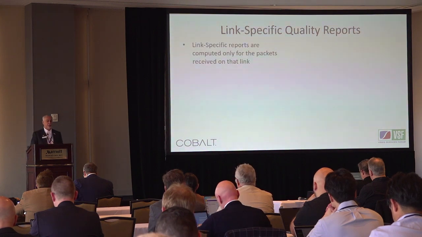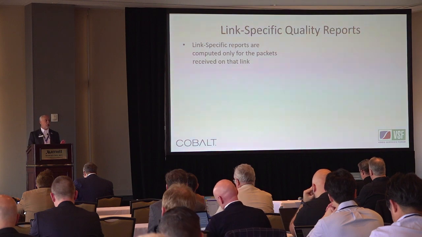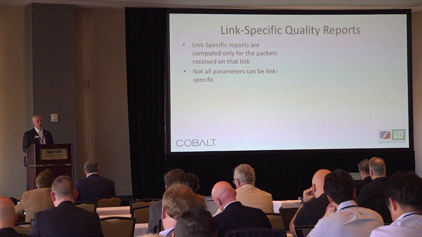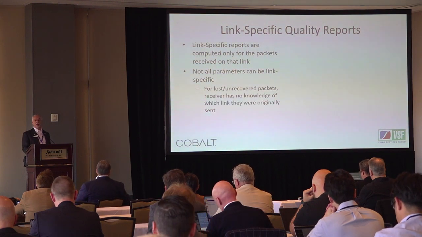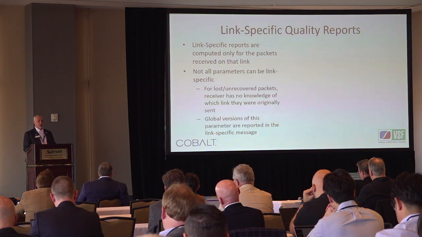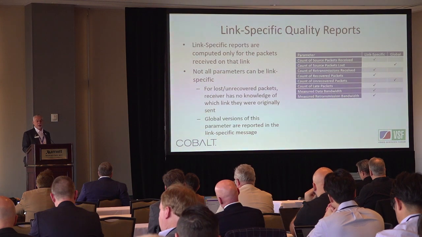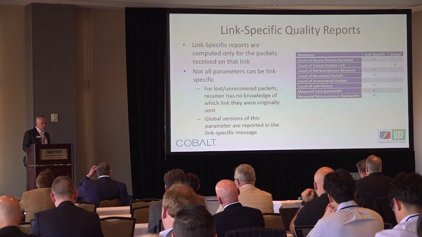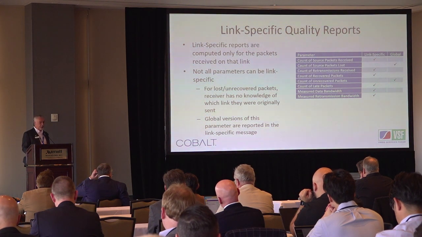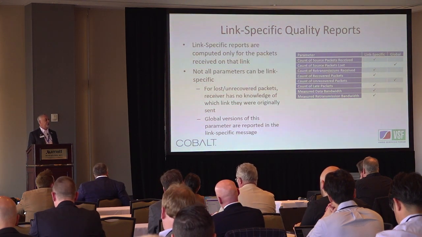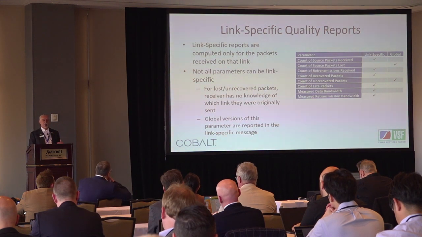Link specific, it's computed only for the packets received in the link, but not all parameters can be link specific. Lost and recovered packets, you have no knowledge of where the packet was sent, so you don't know. So then you use the global version. So that's a little table which I copied from the TR, which is available for free, and shows you which ones are link-specific and which one are global. So even if you're sending a link-specific message, the lost and unrecovered packets are going to be the global values.